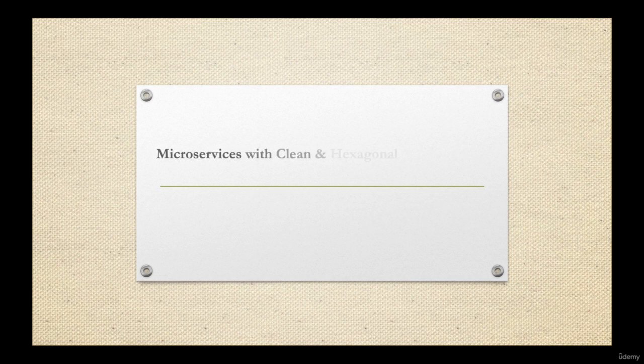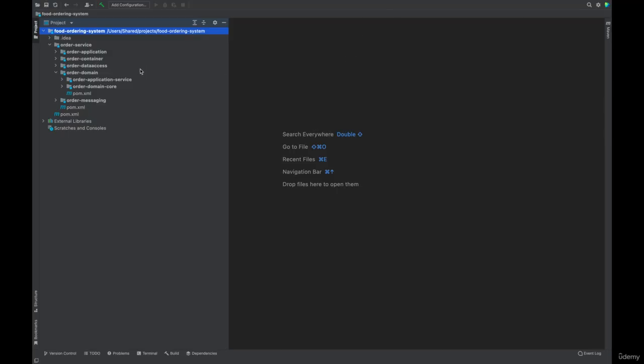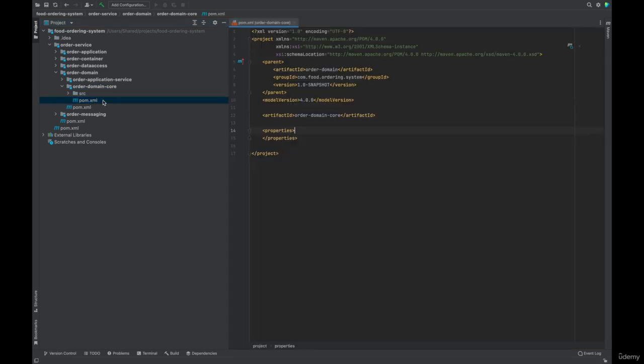Hi everyone. In this lecture, I will set the dependencies between the order service submodules. Let's start with order domain core. Which dependencies should I add here? Yes, that was a trap question.